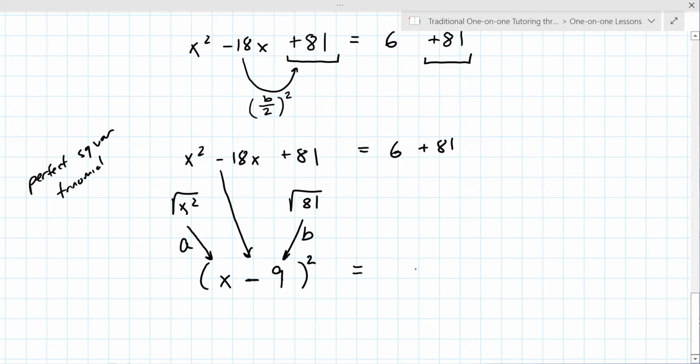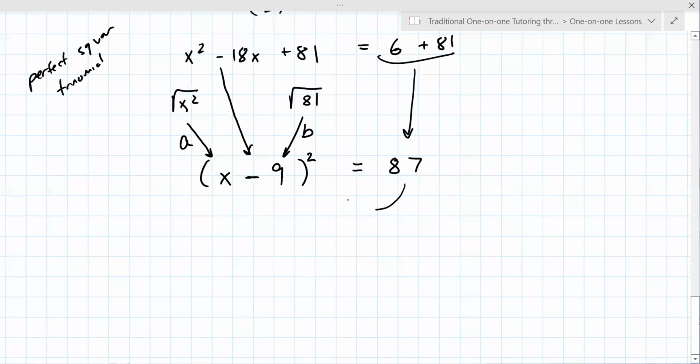We're going to do a few examples. And then this equals 87 because I'm adding these two numbers together. And then depending on the problem, you may have to move this number back over. So it could look like this: x minus 9 squared plus 87. So we're going to do a few of these completing the square type problems. And I'm sorry, I need to subtract that. Boy, that was bad. You're subtracting it, not adding it. Subtracting 87 from both sides.